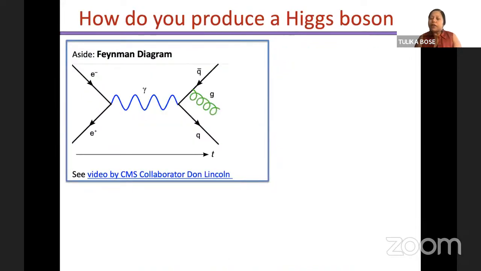Before I go further, I will talk briefly about a few different things that I will mention. And one of these is what we call Feynman diagrams, because these are pictorial representations of different processes that lead to the production of the different particles, such as the Higgs boson that I will talk about.